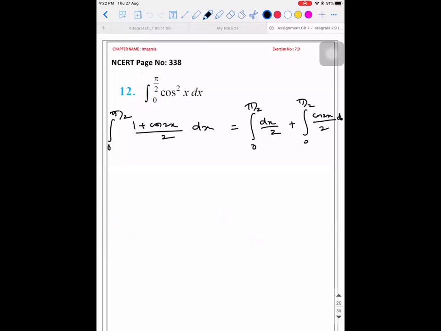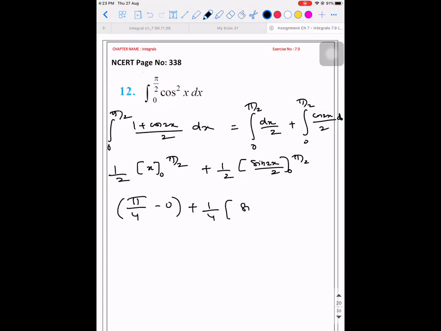So 1 by 2 into integral of dx is x between 0 to pi by 2, plus 1 by 2 into integral of cos 2x, which is sine 2x divided by 2, between 0 to pi by 2. So pi by 4 minus 0 plus 1 by 4 into sine pi minus sine 0. This will be 0. So what is the answer? Pi by 4 is the answer.